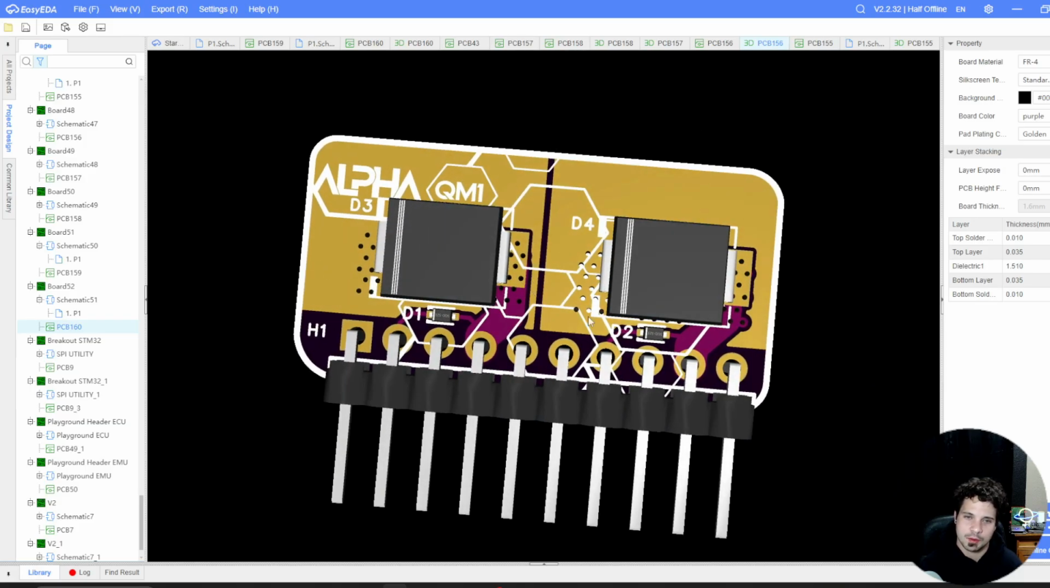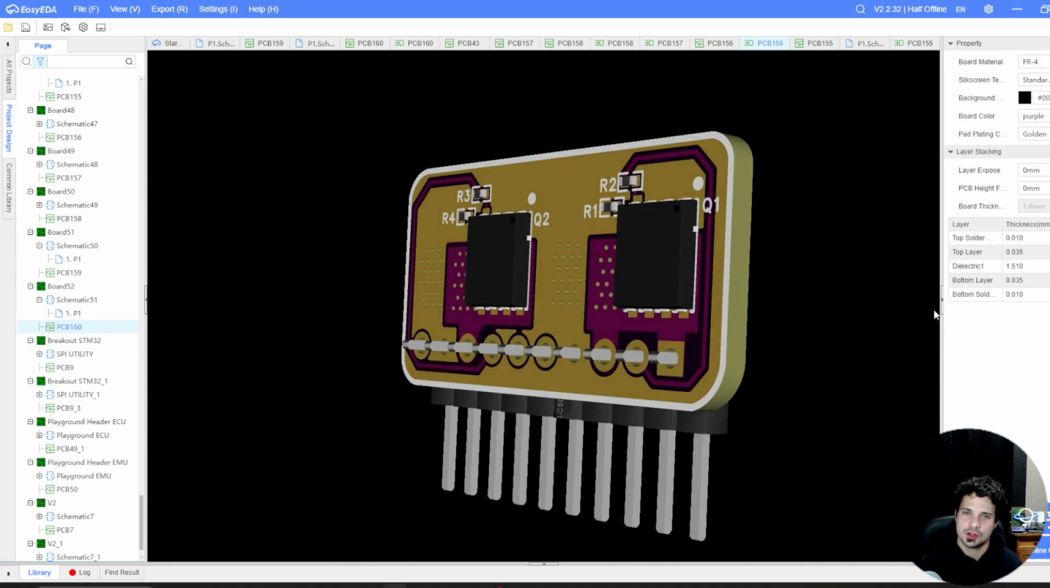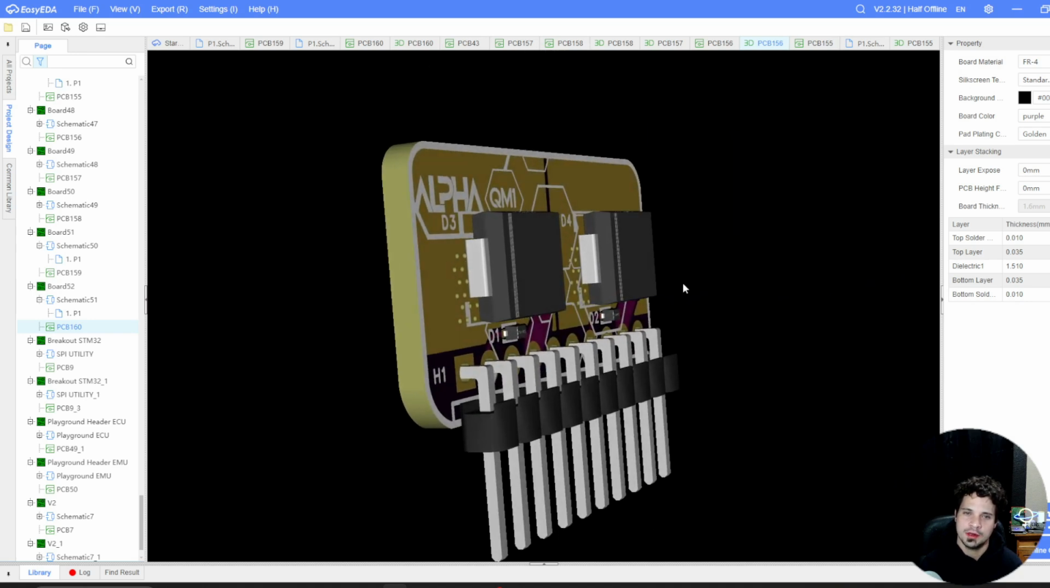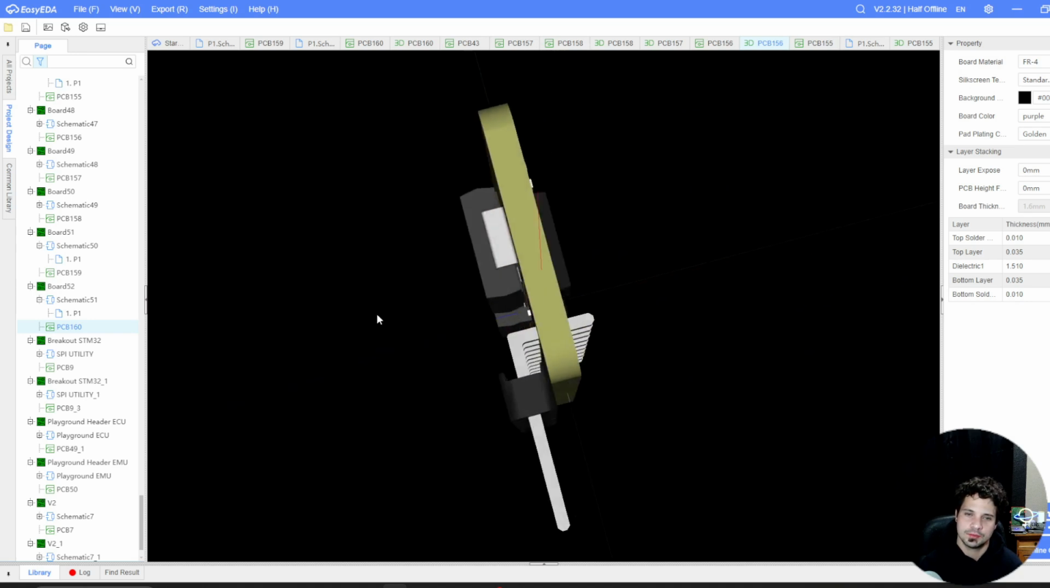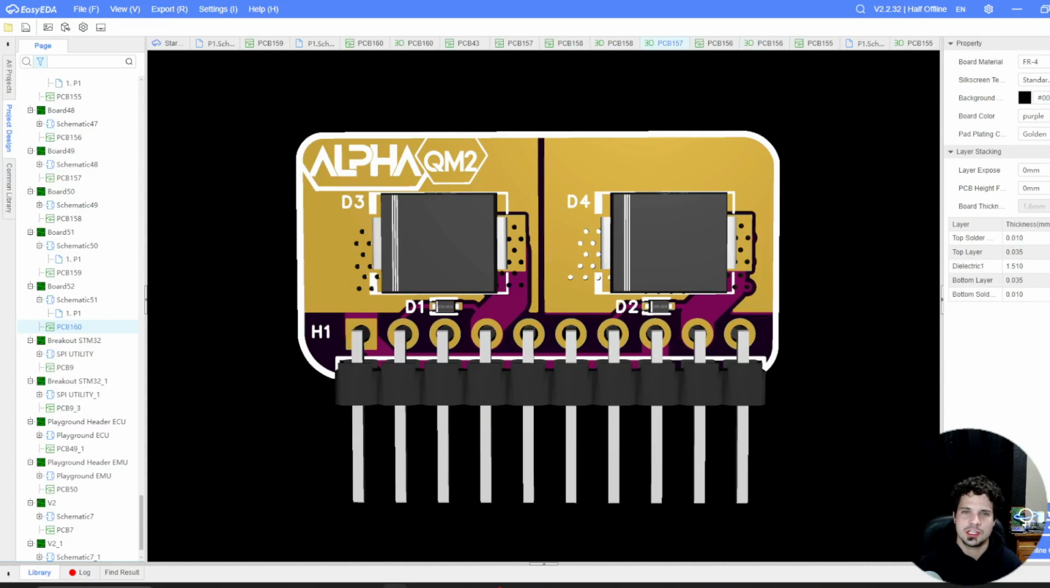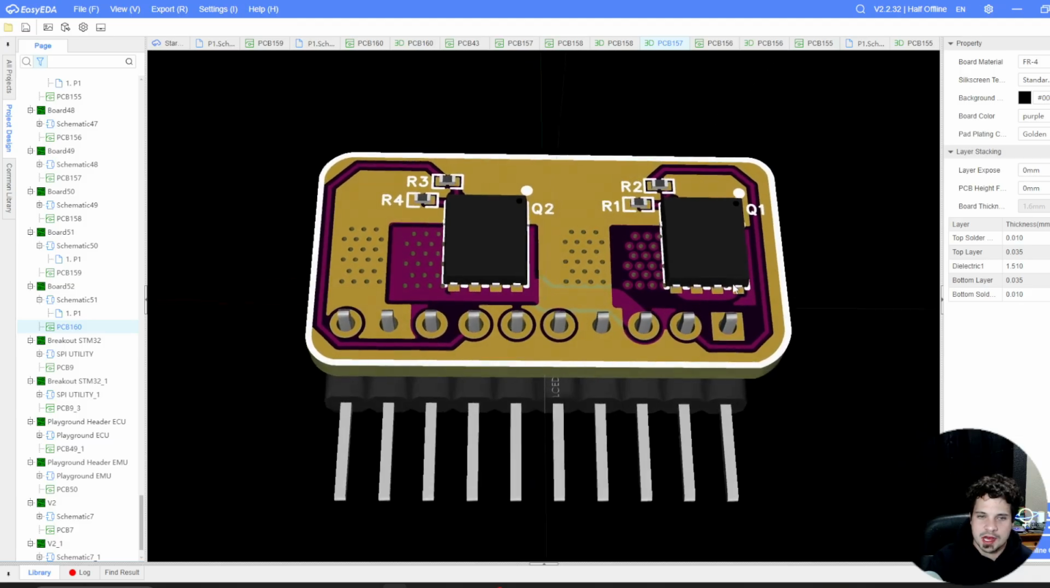This is a drop-in replacement. It will help cure issues with injectors 1 and injectors 2. Here you see QM2, which is essentially a replacement of QM1. Like I said, it just has the addition of different outputs from the ICs being bridged together to mimic what the ECU is actually expecting. Same exact setup.